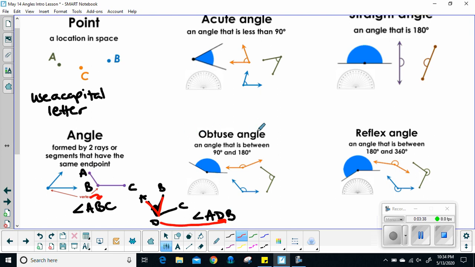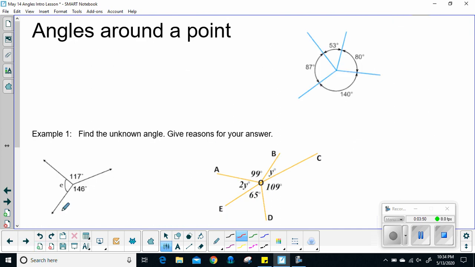All right, an obtuse angle is one that's bigger than 90 but less than 180. And a reflex angle is the angle that's in between 180 and 360. Angles around a point. So let's remember that any angles around a point, so let's call that point P, they all add up to 360 degrees.